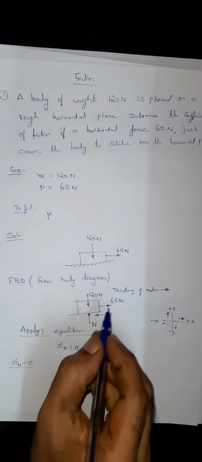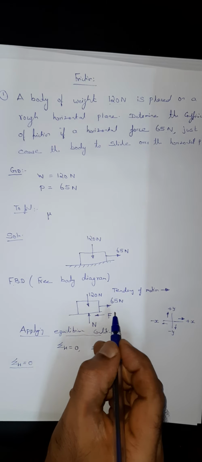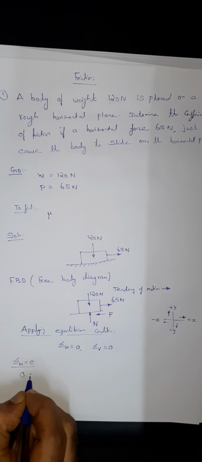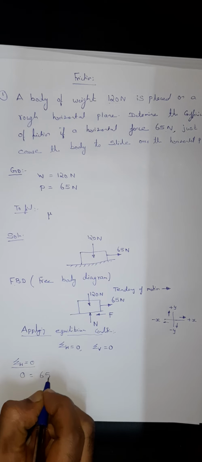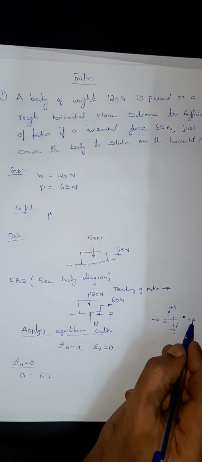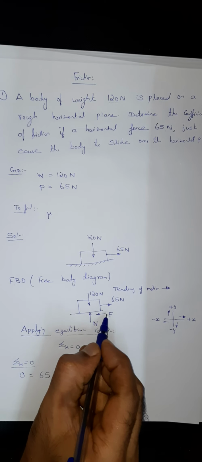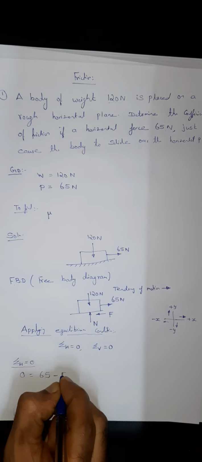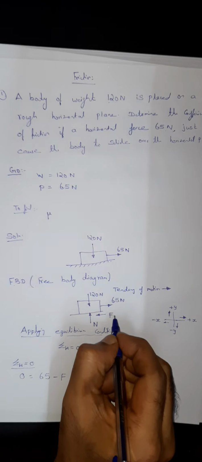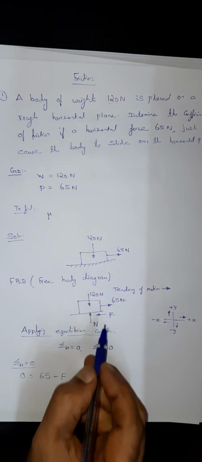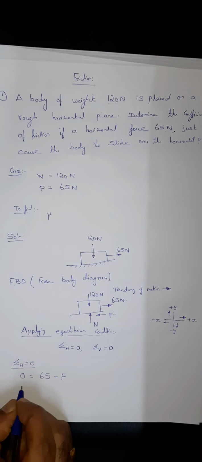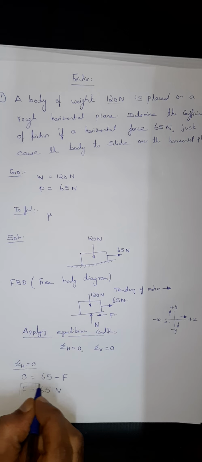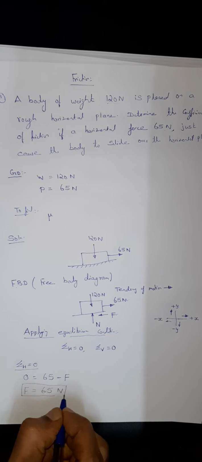Now the external force 65 is in the positive x direction. So we can write this as 65 in positive x direction. Is there anything else in the horizontal direction? Yes, the frictional force, which is acting in the negative x direction. So this has been considered. Any other horizontal force? No, nothing. So this can be written as F is equal to 65 Newton.